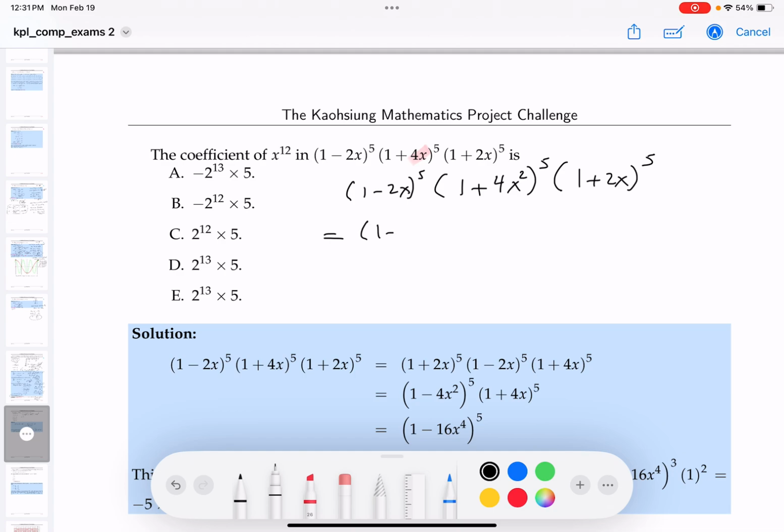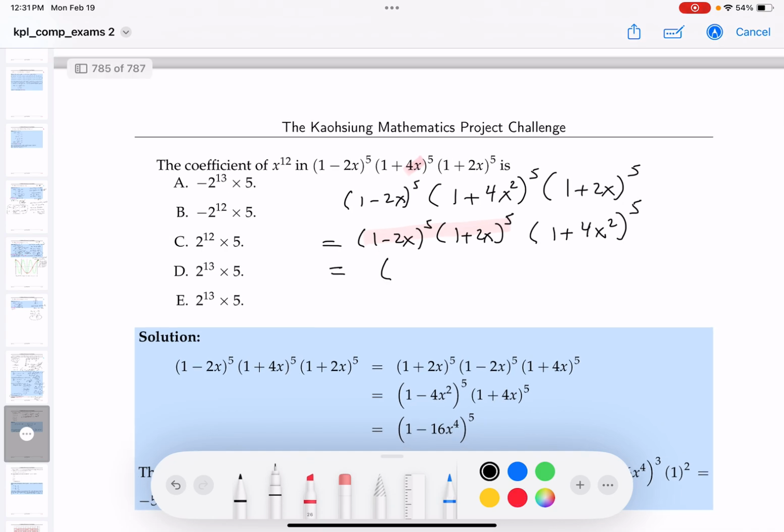What I would do, 1 minus 2x to the fifth power, 1 plus 2x. I'm just commuting around those factors. And what do I notice now? I notice that these two can be brought together. And what's nice about that? I would get the difference of perfect squares now, which is 1 minus 4x squared to the fifth power. Then I get 1 plus 4x squared to the fifth power.